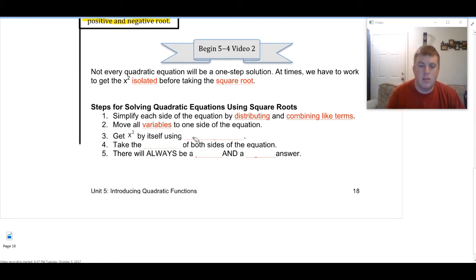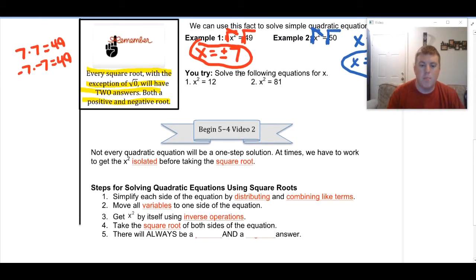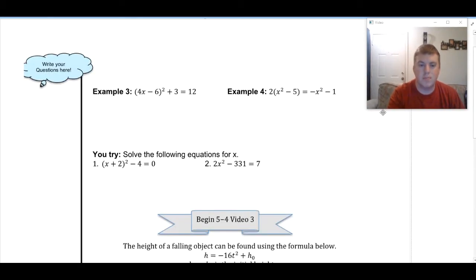The next thing we're going to do that's going to be a little bit different is we're going to get x squared by itself using inverse operations instead of just getting x by itself. Once we get x squared by itself, then we are going to want to take the square root of both sides of the equation. And just another reminder, we talked about this in the reminder box up here, but there will always be a positive and a negative answer. Unless you get that rare case where your answer is 0, when you take that square root, you've got to make sure you put that plus or minus sign in. So let's go ahead and look at a couple examples.